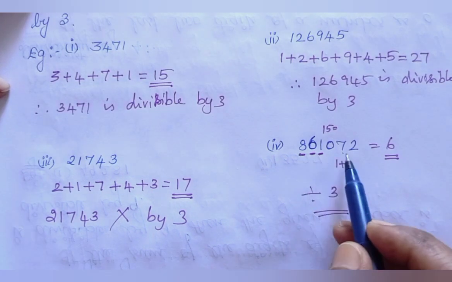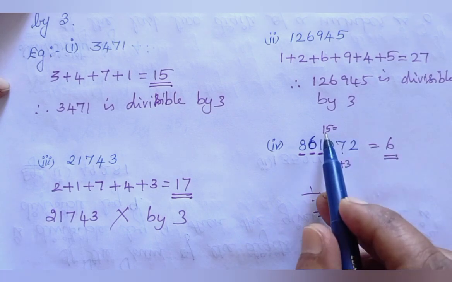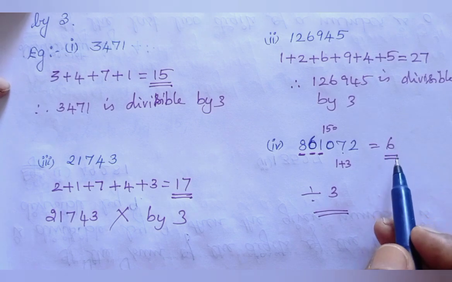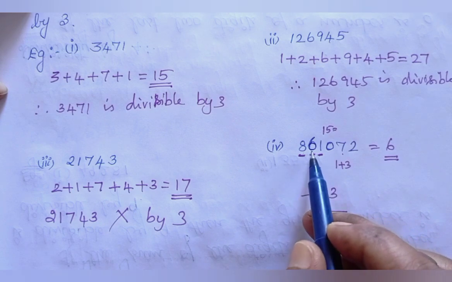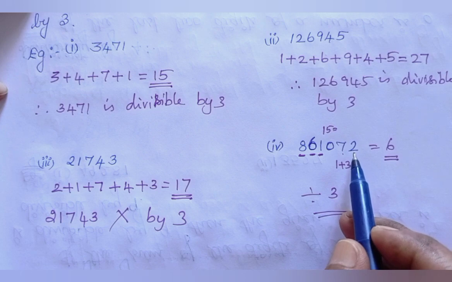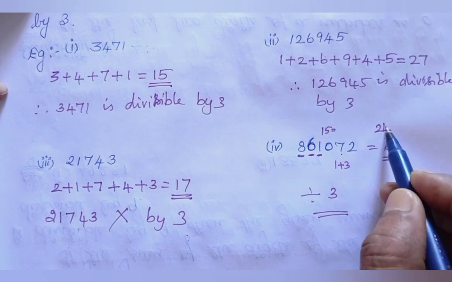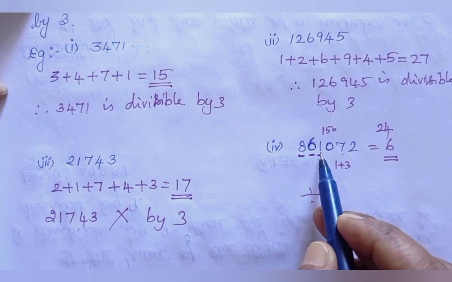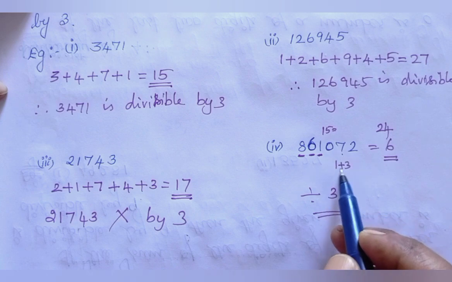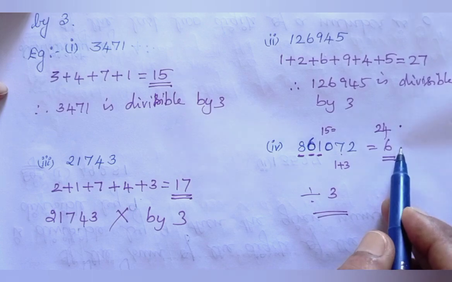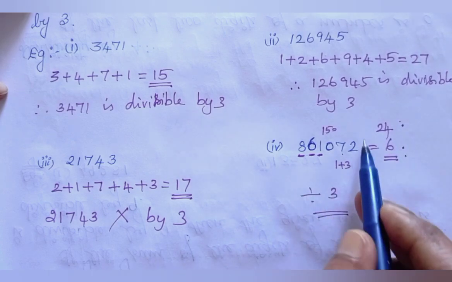So either we can add continuously to get a bigger number, or else if we get a 2-digit number, we can split and add it right there to make it a simple number, so that it will be easy for us to say whether it is divisible by 3 or not. So 8 plus 6 is 14, 14 plus 1 is 15, 15 plus 7 is 22, 22 plus 2 is 24. Or else we can add like this: 8 plus 6 is 14, here itself we can make 14 as 5, then plus 1 is 6, 6 plus 7 is 13, and we can change 13 as 1 plus 3 is 4, 4 plus 2 is 6. So either it is 24 or 6, both are divisible by 3, hence this number is divisible by 3.